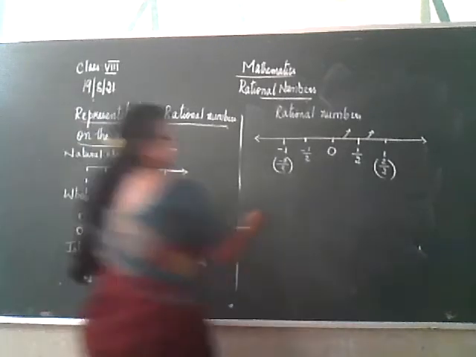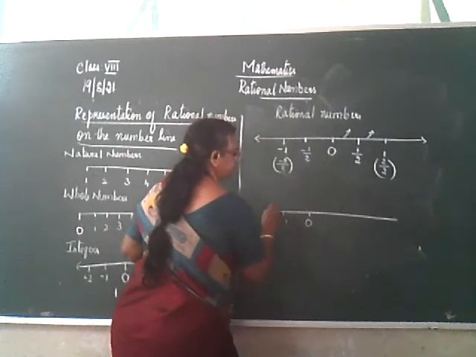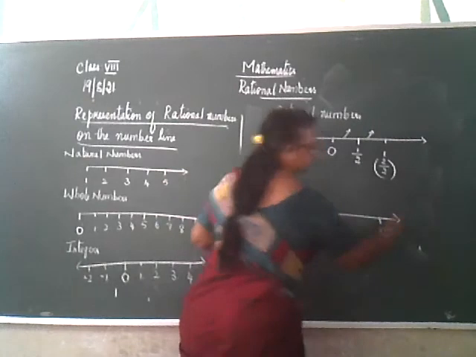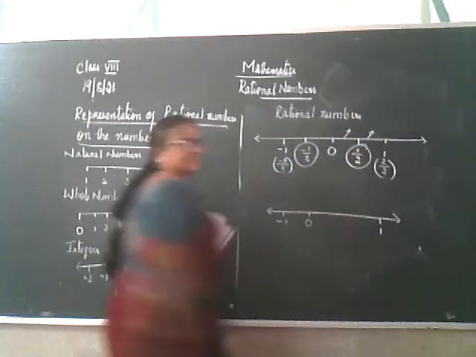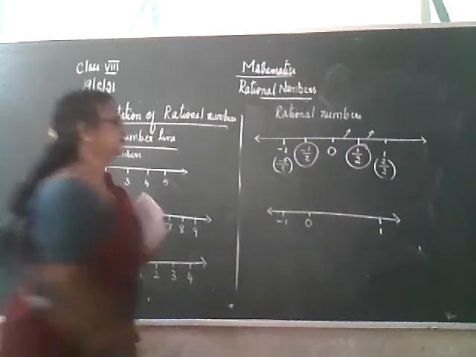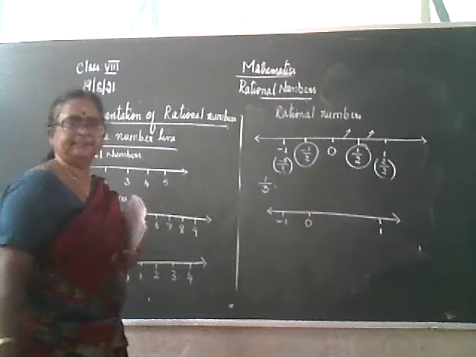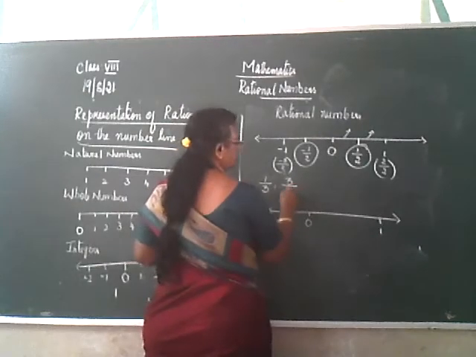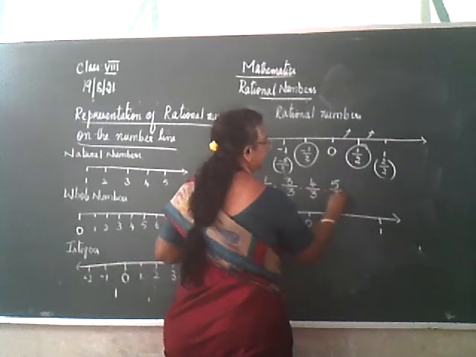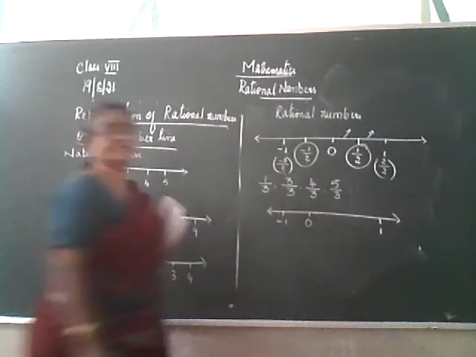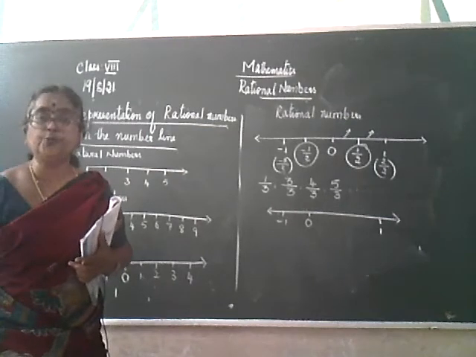Okay. Similarly, let me consider 0. This is the representation of -half and +half. Now, why don't you show me 1 by 3 on the number line, 3 by 3, 4 by 3, 5 by 3 on the number line. If I ask you to represent these rational numbers on the number line, how will you represent?